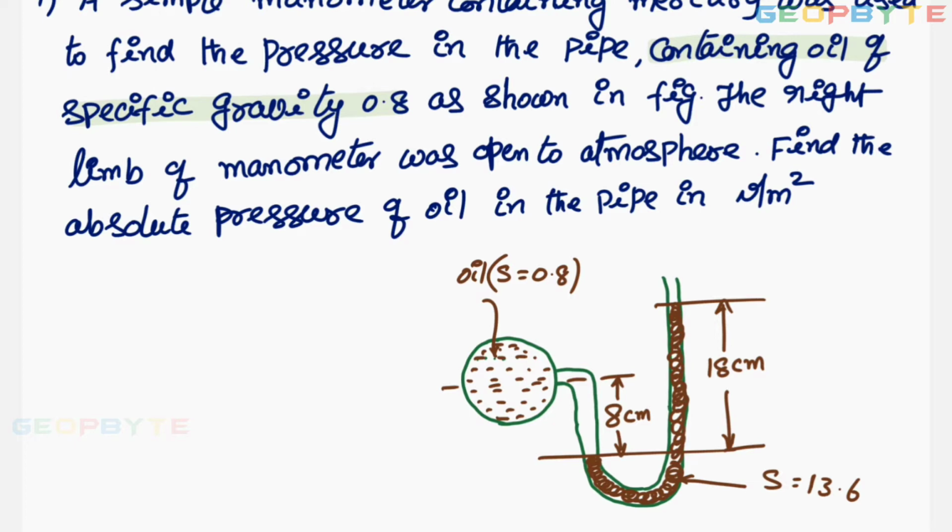Then assume the oil flowing through the pipe has specific gravity S1, and the specific gravity of the mercury is S2. Next, the right limb of the manometer is open to atmosphere. Therefore, atmospheric pressure is acting on the right limb. Find the absolute pressure of oil in the pipe in Newton per meter square. That is the problem.